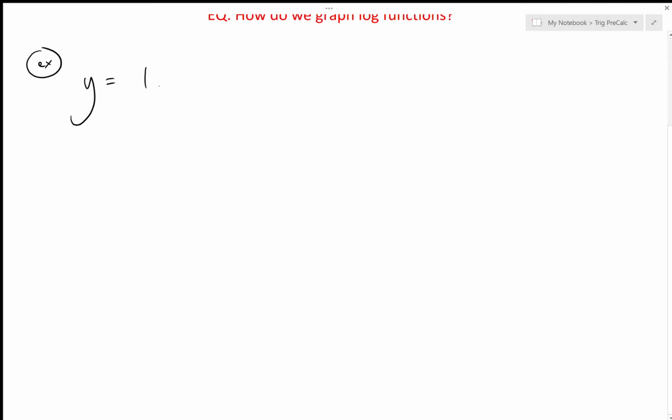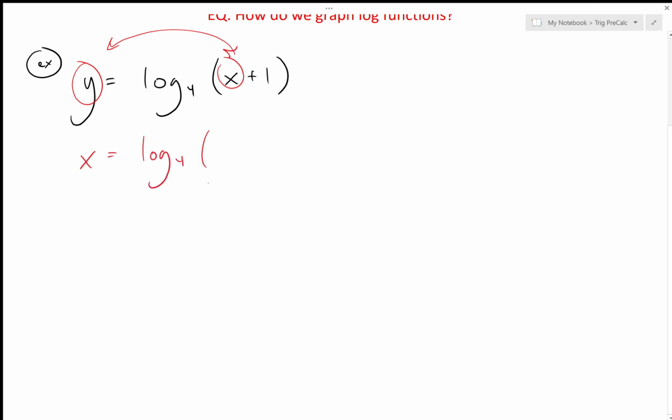So let's start with y equals log base 4 of (x plus 1). And when we invert these, we're going to switch the x and y. All right, so that's x equals log base 4 of (y plus 1). And then our next step here is to isolate this y. Now the y is inside the parentheses, so we can't do anything to it yet. We've got to break it out. So this log is what's keeping it there.